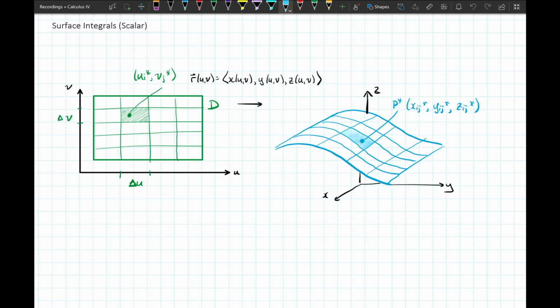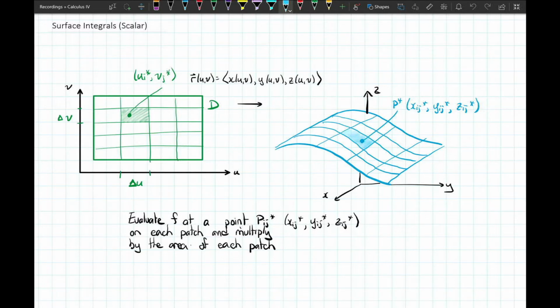Now, we want to evaluate this function of three variables at every one of those points. And that will give us a value of f in each of these little sub-rectangles, which, of course, now that they're curved, we could think of those as being little patches. So we're evaluating f at a point on each patch now. And then we will simply take that value and multiply by the area of each patch and add them all together. Now, the area of each of these patches, we can kind of go back and take a look at how we calculated surface area, and that will be a very similar process. But let's just call the area of that patch delta S ij for the time being.